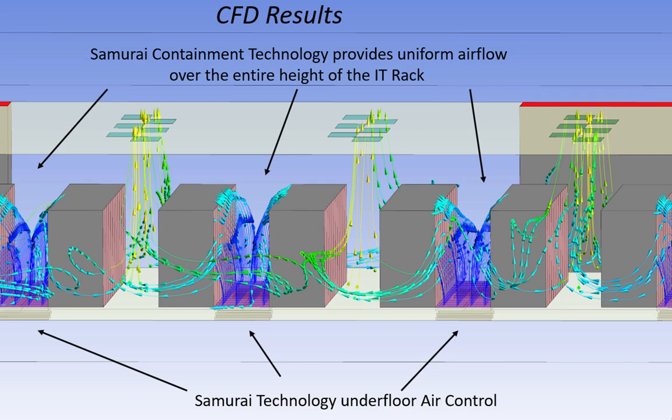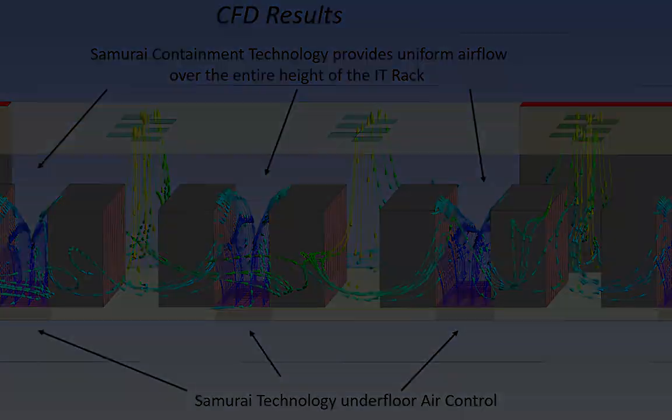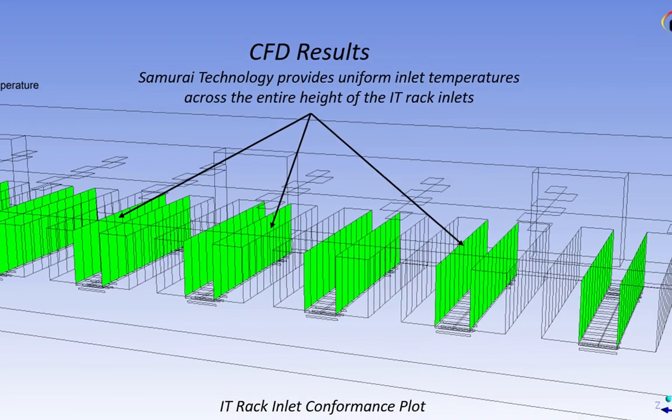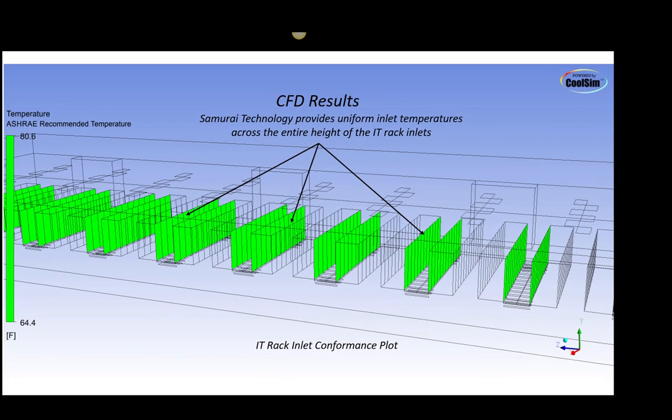Its patented design creates turbulence in the cold aisle, which aids in the mixing of cool air, thus improving the overall heat transfer away from the IT equipment. The unique underfloor fins redirect high-velocity air up into the room, thereby increasing its static pressure, particularly effective in older data centers with shallow supply plenums. The result is an even temperature distribution across the entire front intake of the IT racks, as can be seen in these temperature inlet conformance plots.